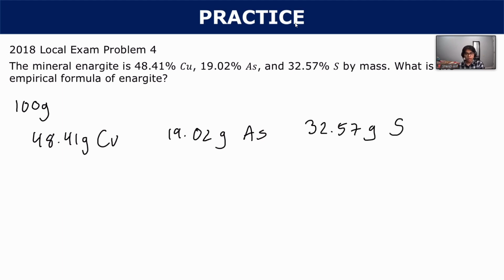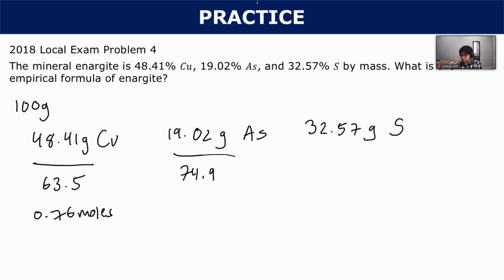And so, how many moles are each of these? Well, copper has a molar mass of 63.5, so that means we're going to have 48.41 divided by 63.5. We're going to have about 0.76 moles. Arsenic has a molar mass of 74.9, so we're going to have 0.254 moles. And for sulfur, the molar mass is 32.1. So if we divide by 32.1, we're gonna have about 1.01 moles.